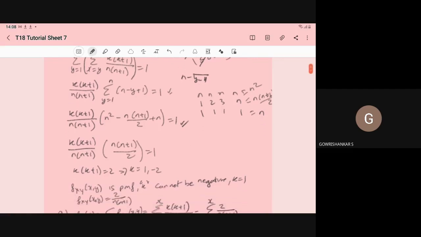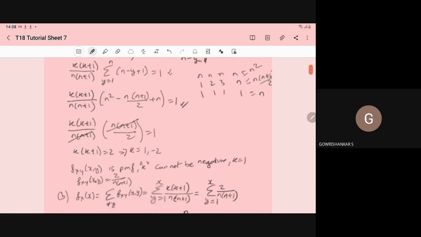So when we solve, here you will get k(k+1) upon n(n+1), and this bracket will give you n(n+1) by 2. So this will cancel with this, and we have only k(k+1) equal to 2. So this is the quadratic equation which gives you the two roots, 1 and minus 2.